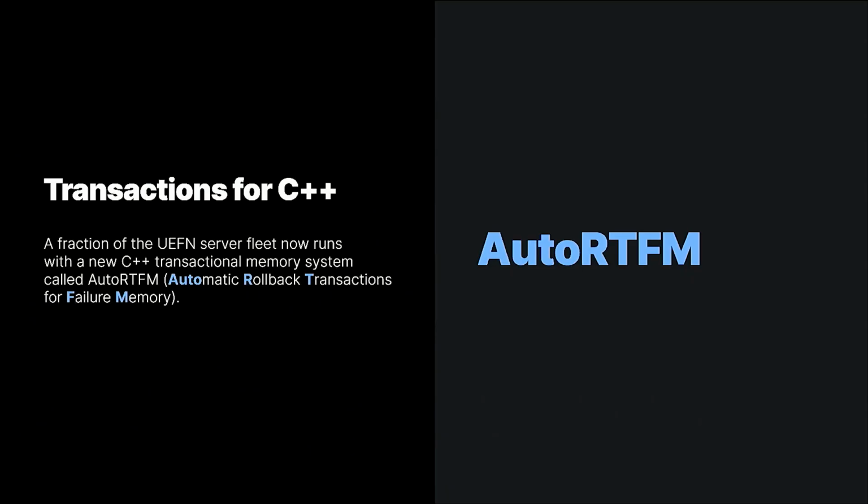AutoRTFM stands for Automatic Rollback Transactions for Failure Memory. We just had a blog post that we published about it. Basically, what this gives us is Verse's transactional memory semantics in the engine C++ code. It's a new version of Clang that we developed, so it compiles the engine C++ code in such a way that when that code is called from Verse, that C++ code gets Verse's transactional memory semantics.